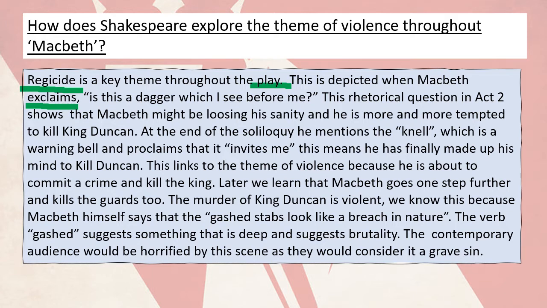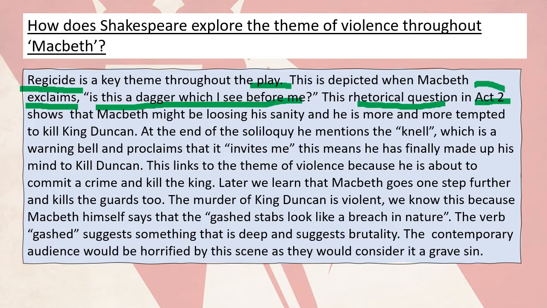"Is this a dagger which I see before me?" This rhetorical question in Act 2 shows that Macbeth might be losing his sanity and is more and more tempted to kill King Duncan. Again, so we've got some evidence there, a device, a rhetorical question in Act 2, so they've been very specific as to where this quotation comes from.